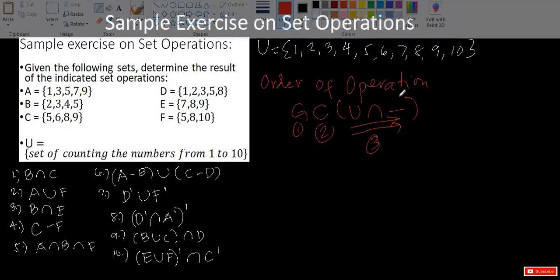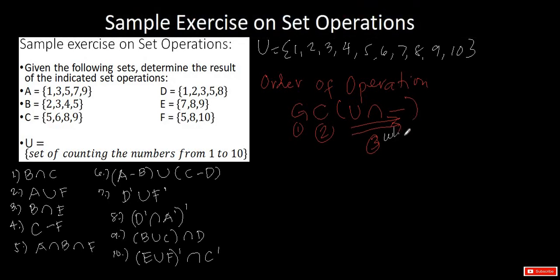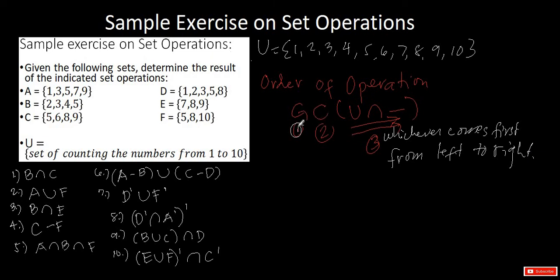And this will be performed whichever comes first, from left to right. Okay, so therefore we have only 3 steps. Again, number 1, we perform all the operations inside the grouping symbol. Step 2, we perform the complement operation. And step 3, we perform union, intersection, and difference, whichever comes first from left to right.